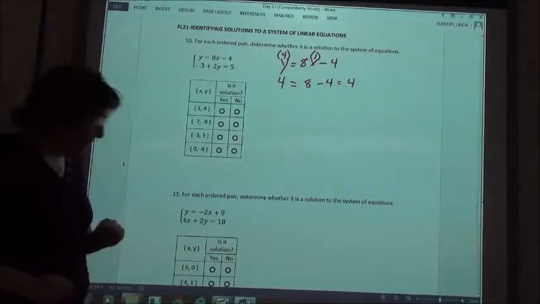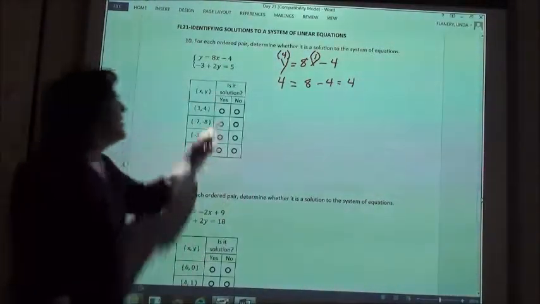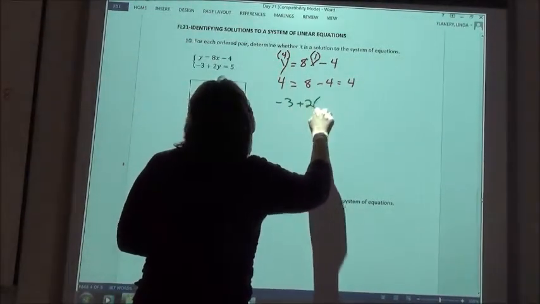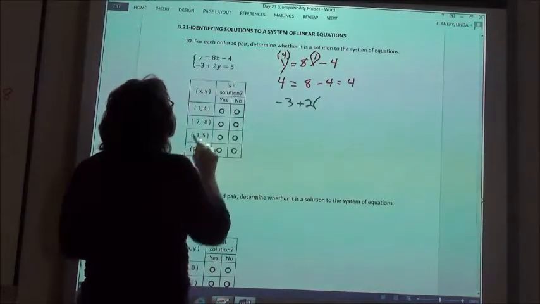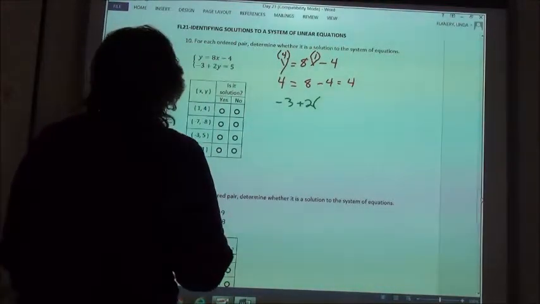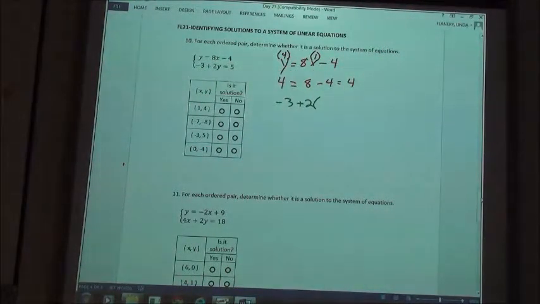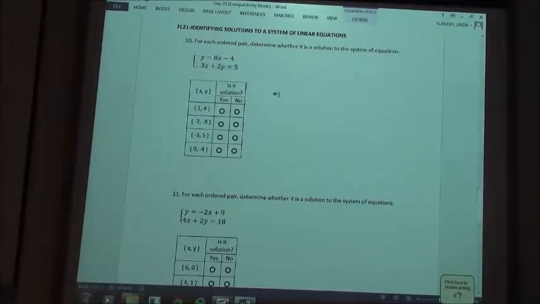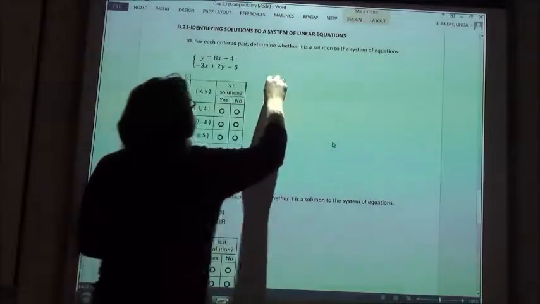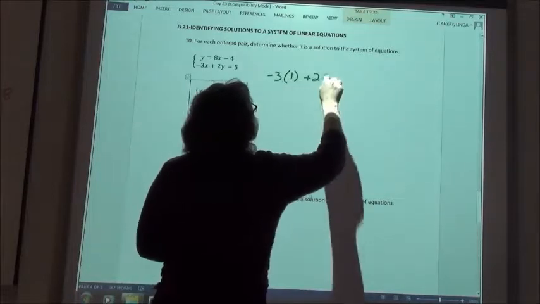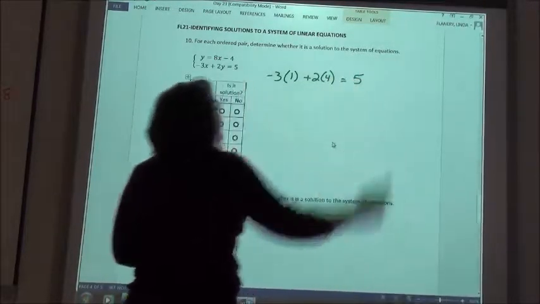That means I better check it in the second line. I have to get a yes and a yes in order to answer yes to the question. So I have negative 3 plus 2 times the y value. The y, I think she didn't put a variable in there when she typed that. Let me fix that. I think that's supposed to be negative 3x. There. Put an x behind your negative 3. So now if we check it, we're going to take negative 3 times the x value, which is 1, plus 2 times the y value, which we have is 4, to see if we get 5.